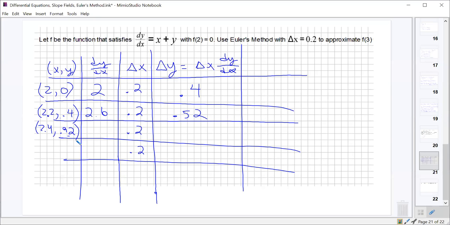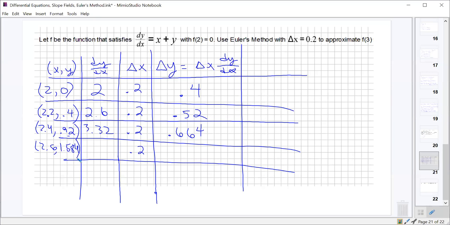What's our next dy dx? 2.4 plus 0.92 ought to be 3.32. Sounds good to me. Which makes our delta y 0.664. Everybody good there? We're now at 2.6. And now an even more annoying number. What does that come out to? 1.584.